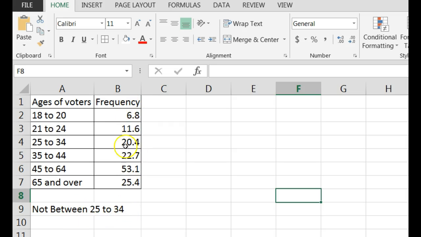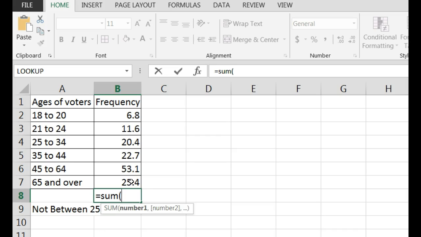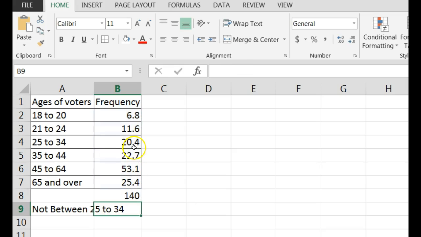The first thing I want to do is get my total of my frequencies. So this is going to equal, I'm going to say sum. The sum of these numbers is 140. Remember, those are in millions, but that doesn't really matter. To get the answer to this one, I want those not in the 25 to 34 age category. I'm going to make that red. So I want 140 minus those 20.4, but I want the probability.